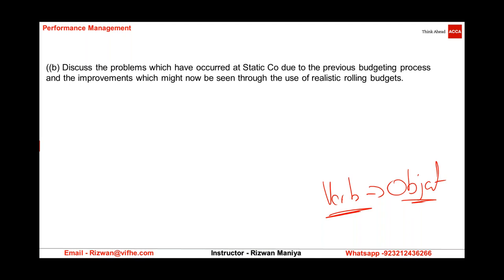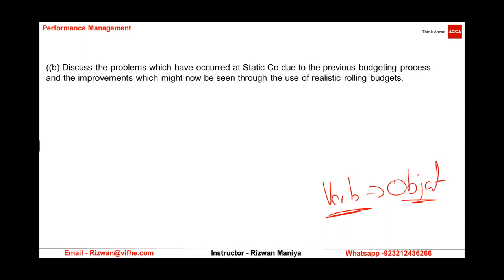So verbs are like discuss, illustrate, explain, briefly justify, compare. These are verbs. And what is the object? Object is that core thing for which the verb is being used. So object is that core area for which the verb is used. You have to focus on objects. If you understand what the object is, I think you will have no problem in writing the right answer. Your focus should be towards the object.